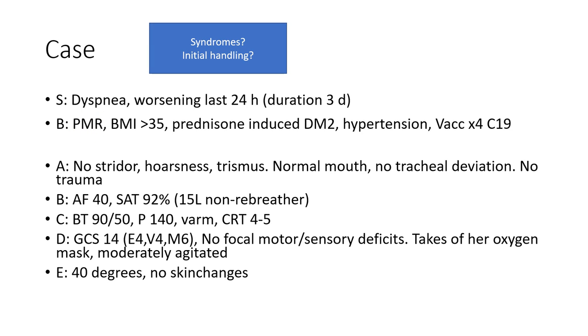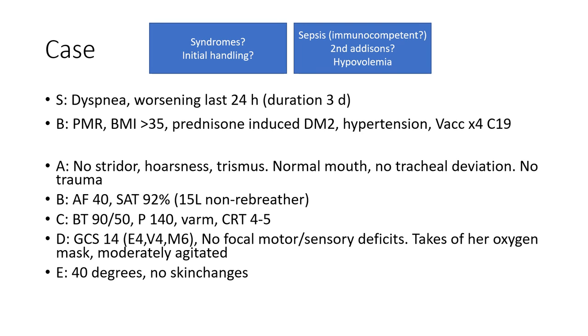She's immunocompromised, and she potentially has secondary Addison's, or at least you must consider this with this history and this blood pressure. So your initial thoughts might be sepsis in an immunocompromised patient, she might have secondary Addison's, and she might be hypovolemic as well, dehydrated.